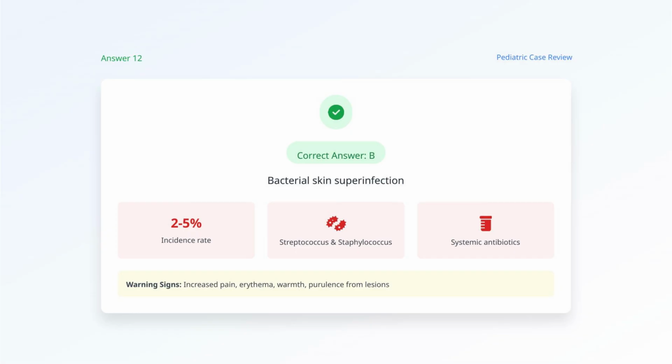Bacterial skin superinfection is the most common complication of varicella, occurring in 2 to 5% of cases. Typical pathogens include group A Streptococcus and Staphylococcus aureus. Warning signs include increased pain, erythema, warmth, and purulent drainage from lesions. Treatment often requires systemic antibiotics with coverage for both streptococcal and staphylococcal infections.